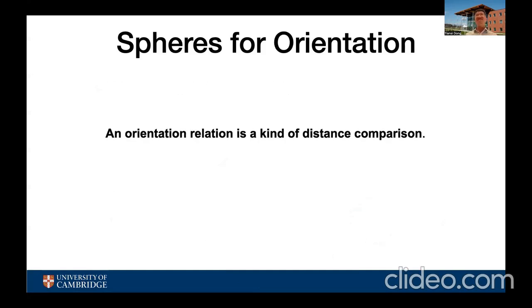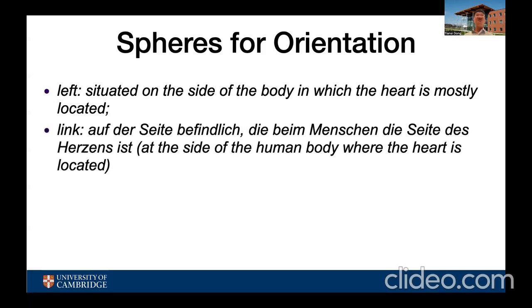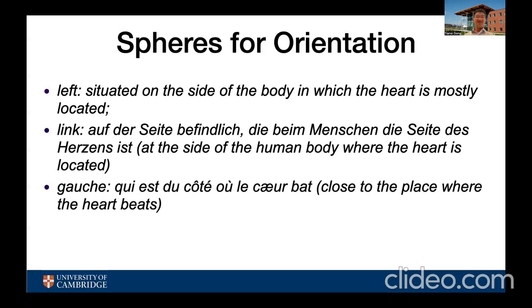We checked first with the dictionary. Left means something situated on the side of the body in which the heart is mostly located. So it means something closer to your heart. This means left, a kind of distance comparison to the location of the heart. And if you look at the German dictionary, it's just a translation of this one. And this is the French definition. You can check your language, Italian and Spanish. This is the basic definition of left. It is compared with the location of your heart.